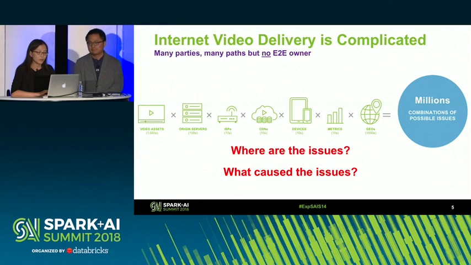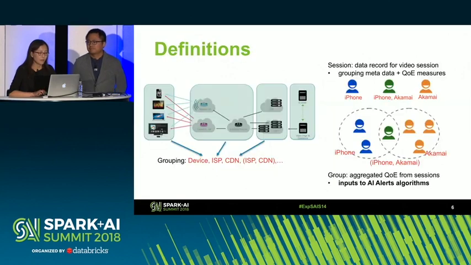So next, I'm going to talk about the design of the AI alert system. First, several definitions. Grouping. Okay. Grouping is just defined as the entities along the delivery pipeline. So in this example, device, ISP, CDN are the grouping, and their combinations are also valid grouping. So grouping defines where the potential issue can happen.